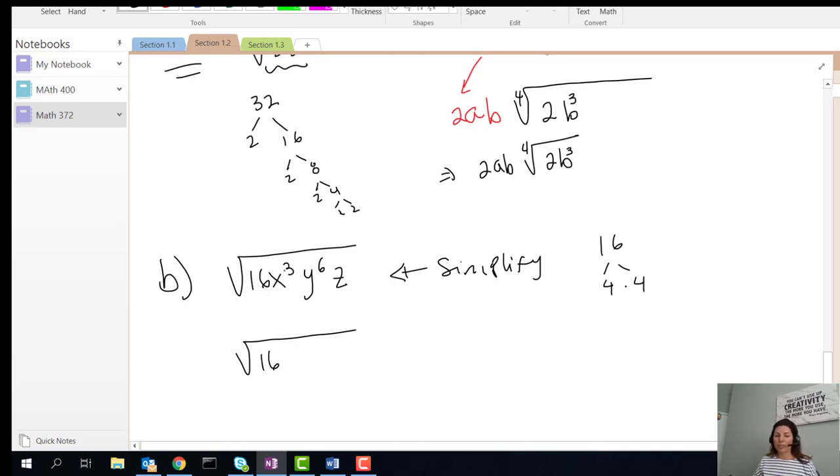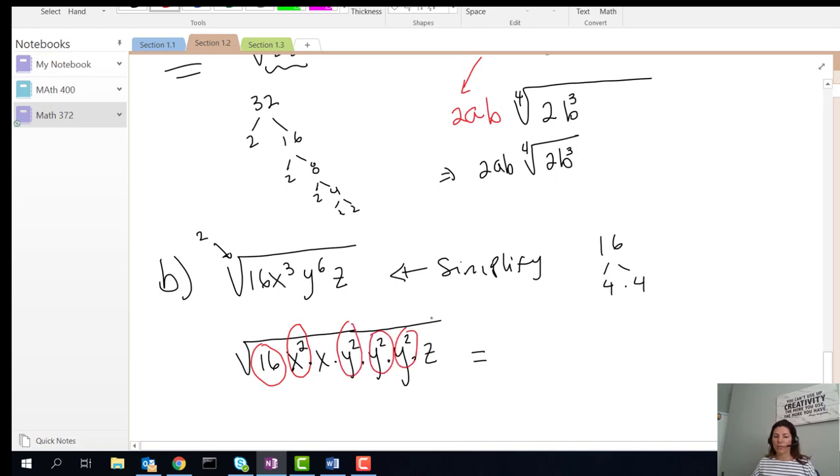X cubed, the 3 does not match up with the 2 here, right? The index there is a 2. So I'm going to split up x cubed as x squared times x. This is an x to the 1, so 2 plus 1 is 3, so that's okay. Y to the 6, how many y squares can I get out of there? 2, 4, 6. And then the z doesn't match any powers, so now I can take the square root of everything that is a perfect square. So 16 is a perfect square, x squared is a perfect square, y squared, y squared, y squared.